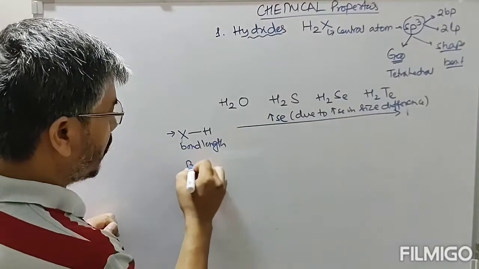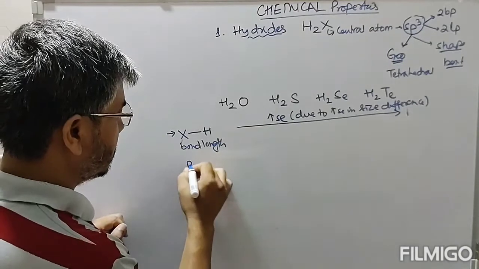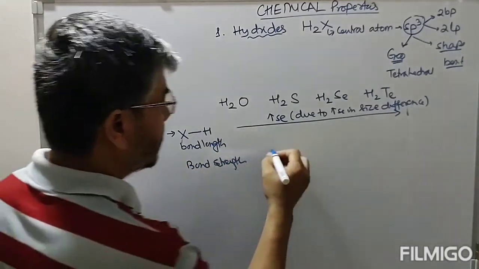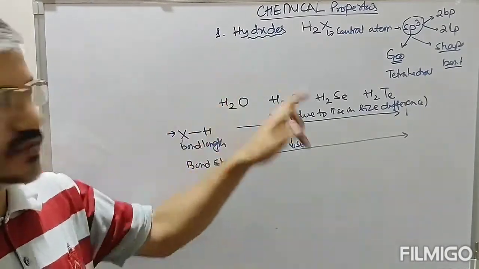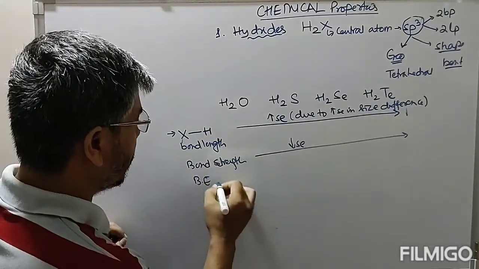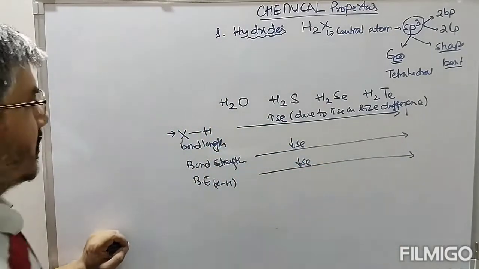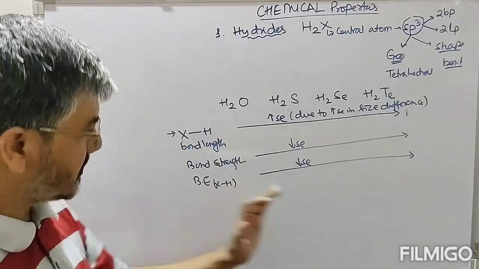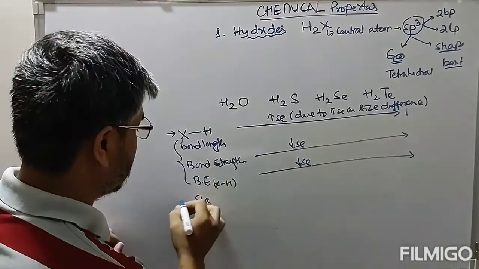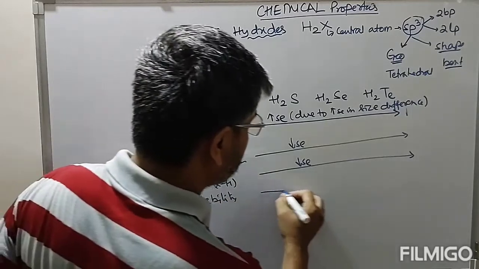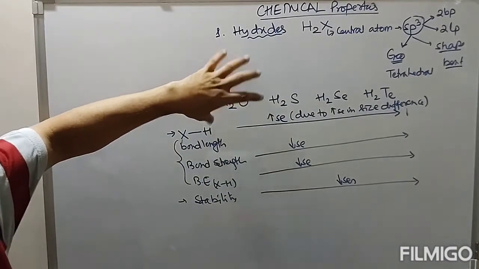Now as the bond length increases, the bond strength down the group decreases. So bond strength is inversely related to bond length. If bond length is more, bond strength is less. That means the bond energy of this XH bond down the group will decrease. Now look at this. If the bond energy decreases, or bond strength decreases, or bond length increases, then the stability, it means thermal stability, of these hydrides decreases down the group. So the most stable hydride is H2O.